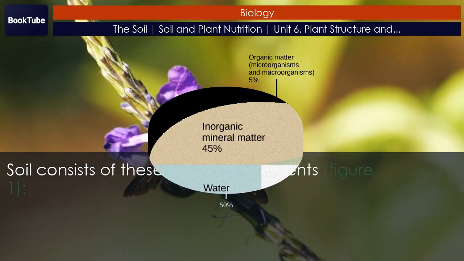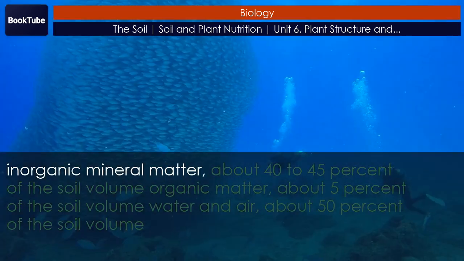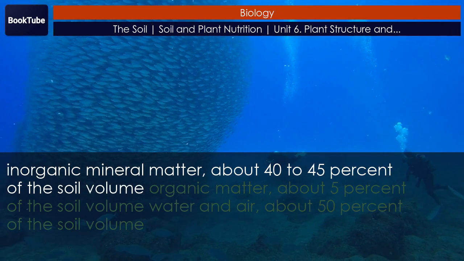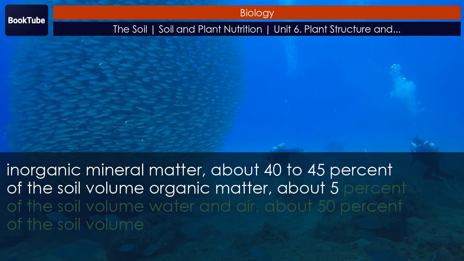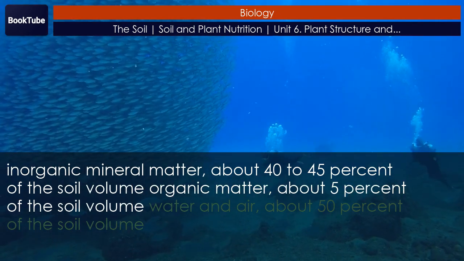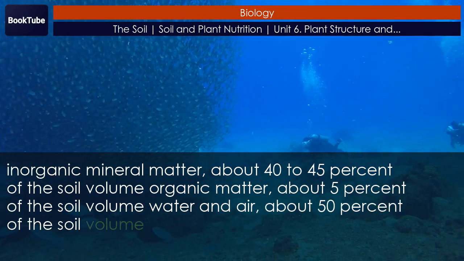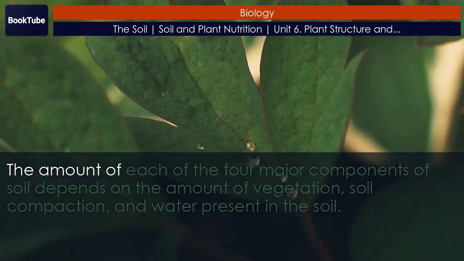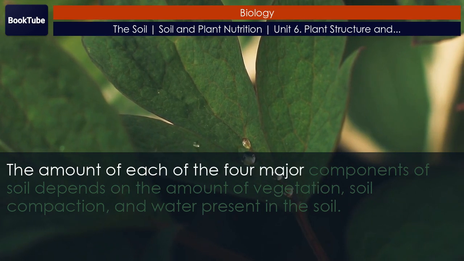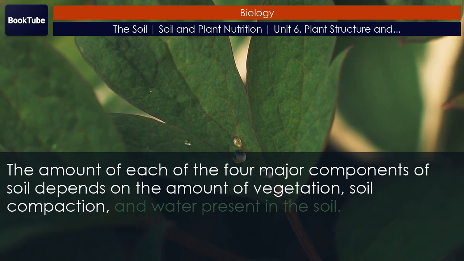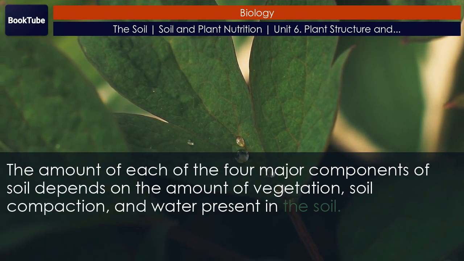Soil composition. Soil consists of these major components. Figure 1. Inorganic mineral matter, about 40 to 45% of the soil volume. Organic matter, about 5% of the soil volume. Water and air, about 50% of the soil volume. The amount of each of the four major components of soil depends on the amount of vegetation, soil compaction, and water present in the soil.